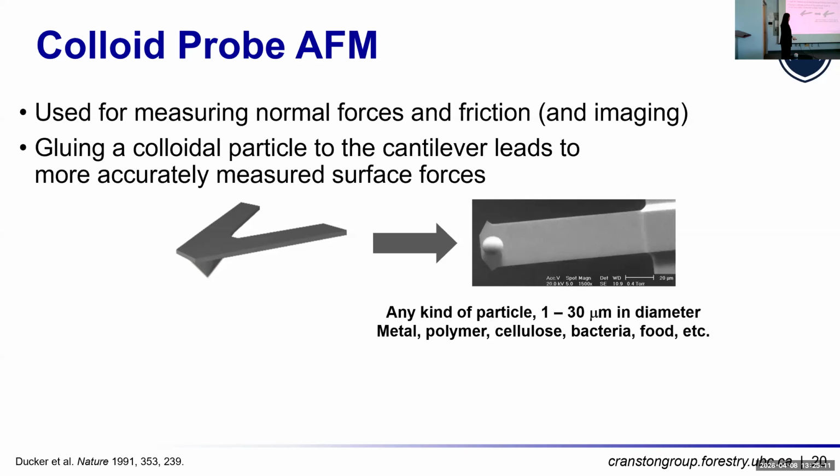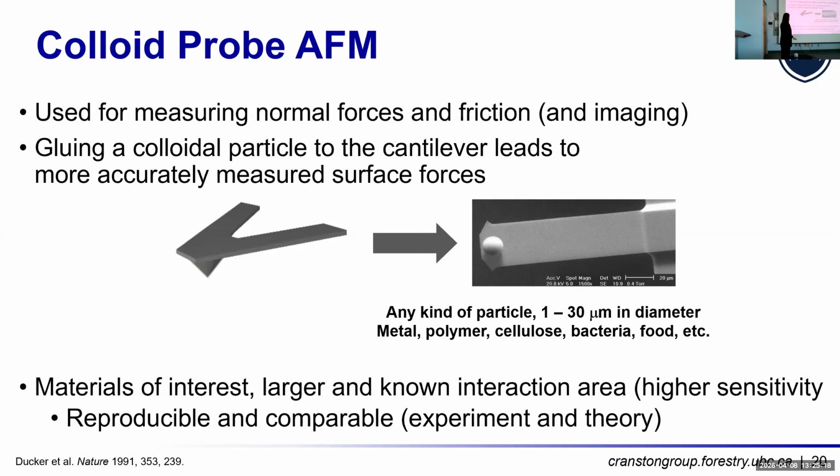So the idea here is that now we have a material of interest that we're going to measure forces between, and we have a larger contact area, so we're measuring more forces, we have more resolution, higher signal to noise, higher sensitivity, and this allows us to have measurements that are more reproducible and comparable, both when you change your probe or to what other people have done in the literature, or if we want to normalize our data and compare to theory, we basically need to work in this colloidal probe method.